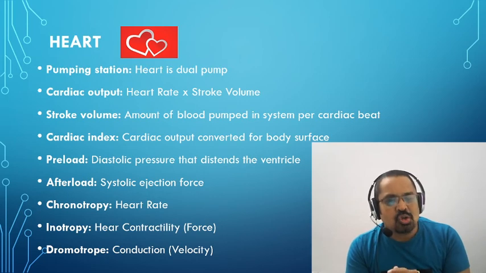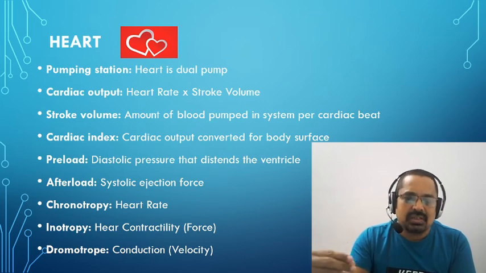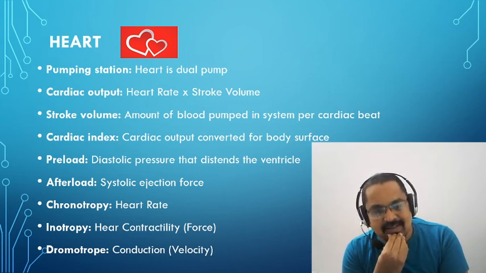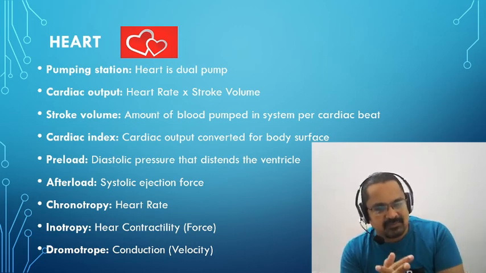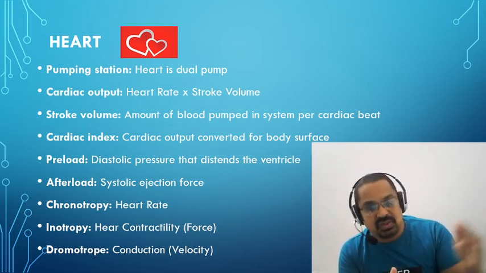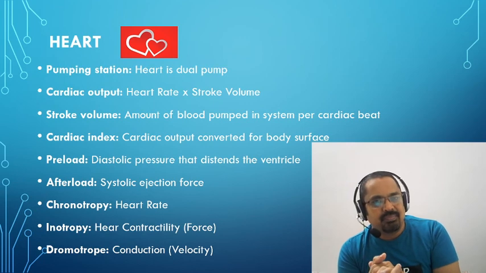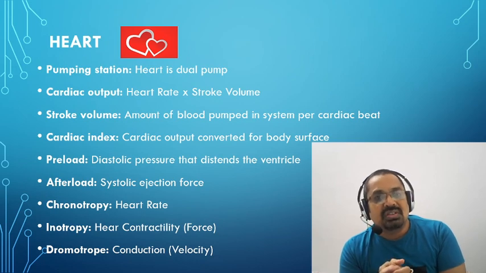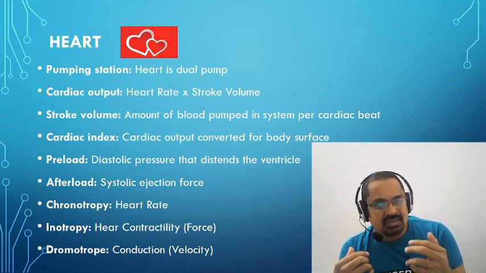And the last one is dromotropy. Dromotropy is nothing but the velocity, at how much speed a impulse or signal is transferred. Like we know in the cardiac cycle, there is a signal transfer from the SA node to the AV node to the bundle of His and Purkinje fibers. So what is the velocity at which the conduction is done? This is what dromotropy means.